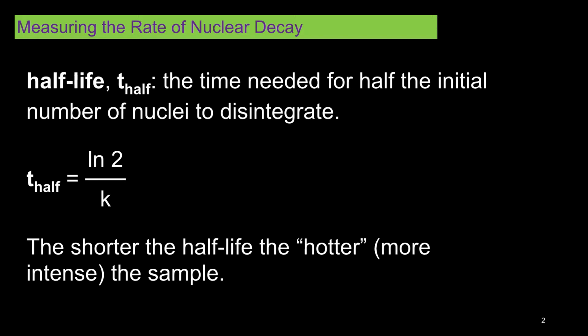This is the first order half-life. It is a review from our earlier discussion of kinetics. Remember that half-life is equal to the natural log of 2 divided by the rate constant k. In terms of radioactivity, the shorter the half-life of a radionuclide, the hotter or more intense it is.